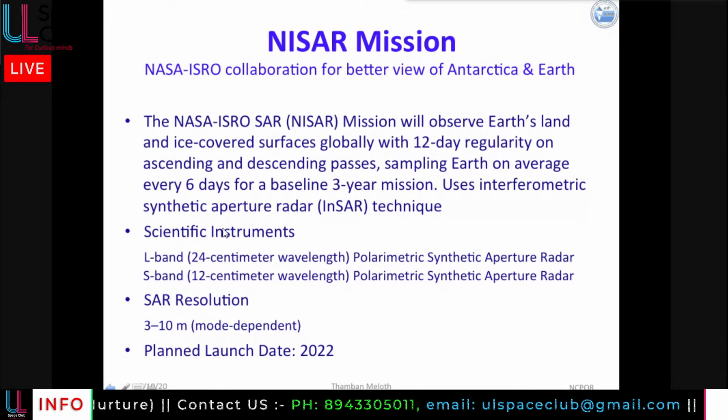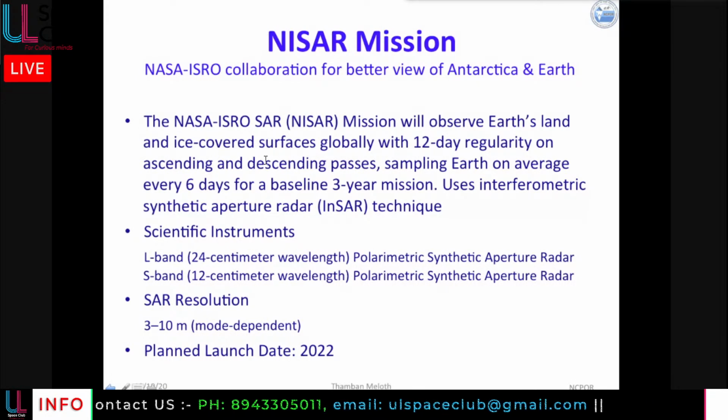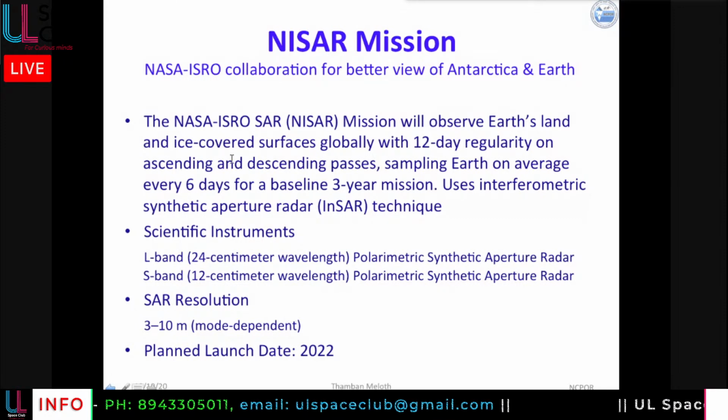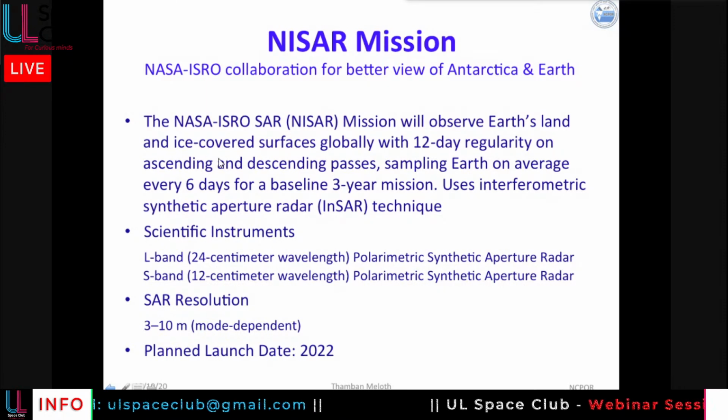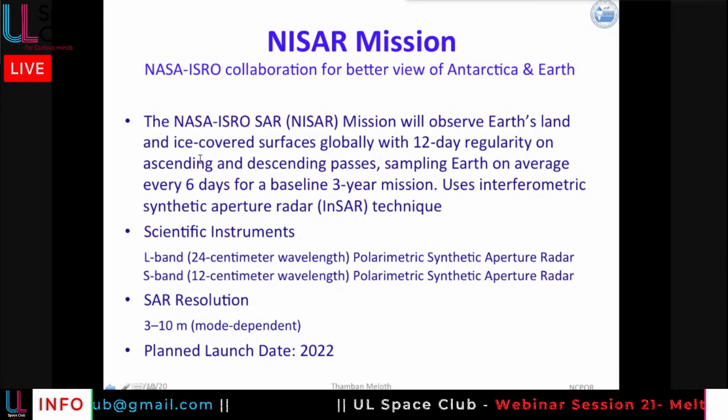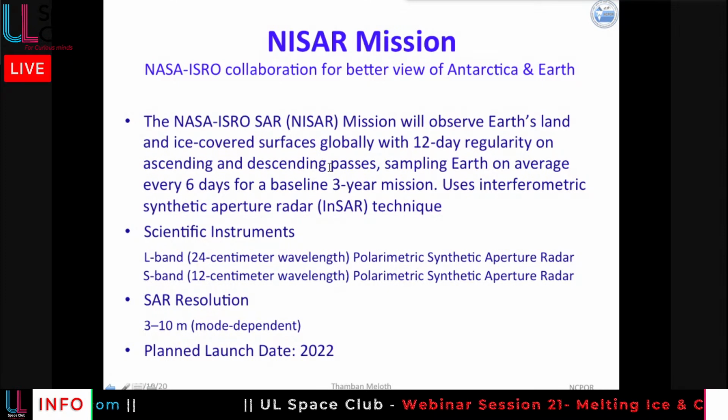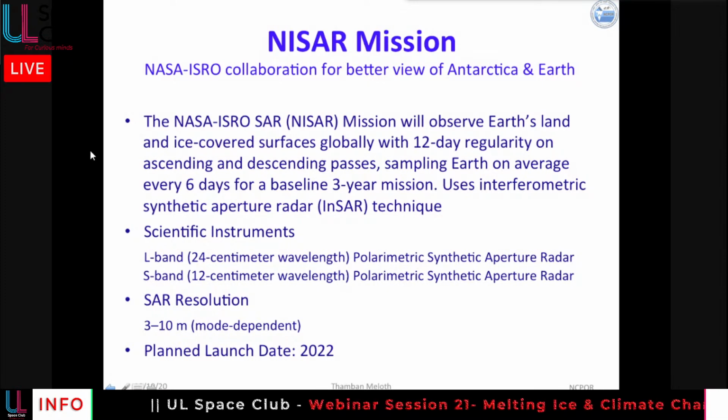What they would be using is interferometric synthetic aperture radar measurements, what we call the InSAR technique, which provides very high, what I call, it's a recent technique using the satellite information, different sets of synthetic aperture radars.